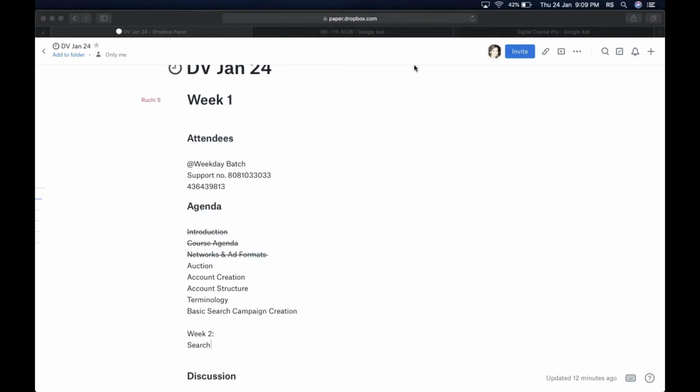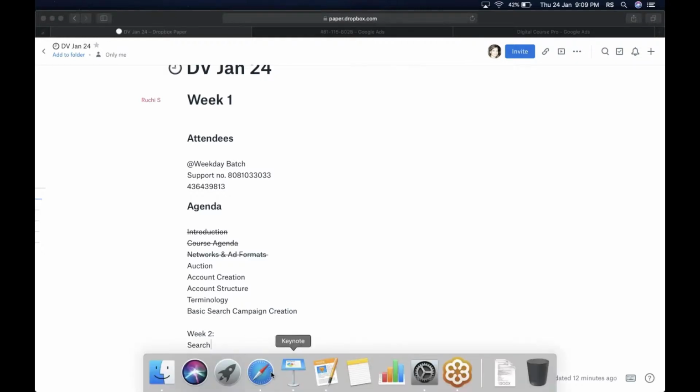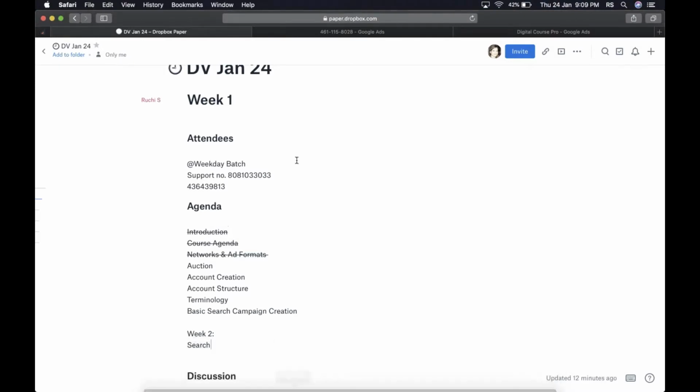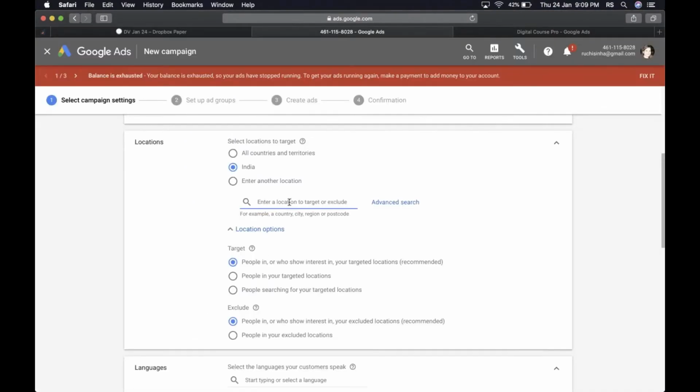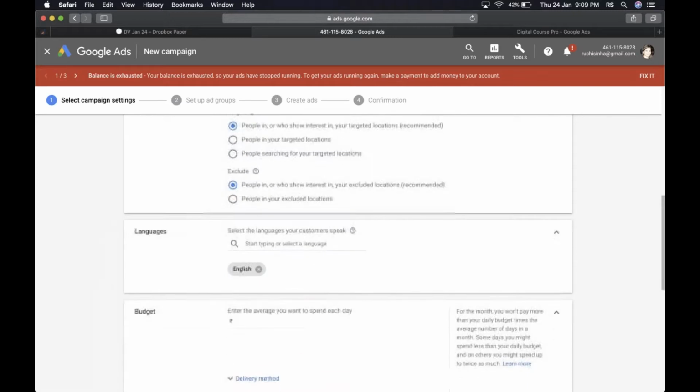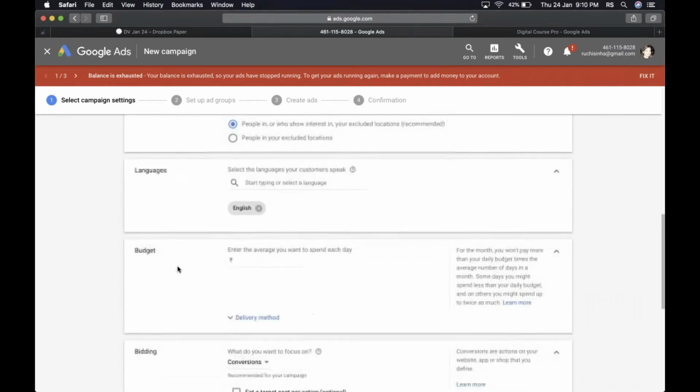Now let's go to this place. Can you all see my screen? Is it all good now? Okay, I'll continue from where we were. So location is done, right? You can choose your location where you want to target. Now languages, English is there by default. If you want to try out Hindi or any other language, you can do that, but not in the same campaign. Preferably, you can create another campaign for that.